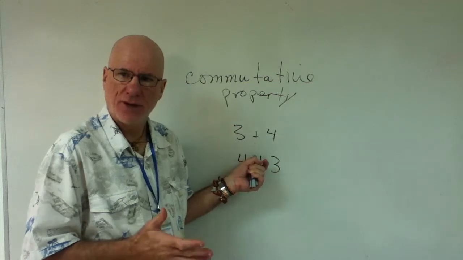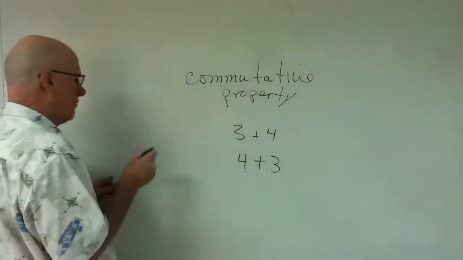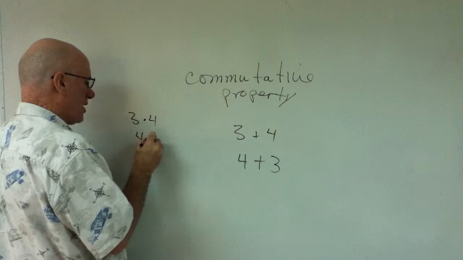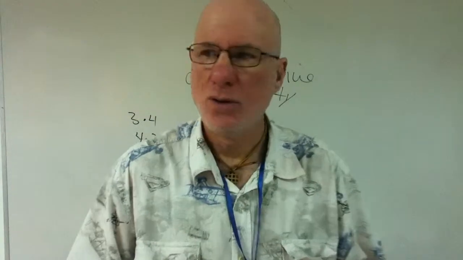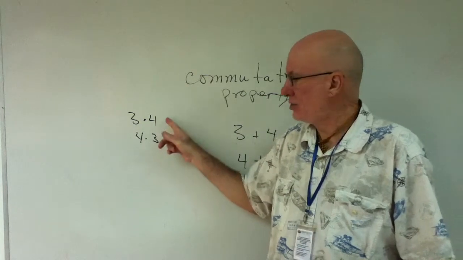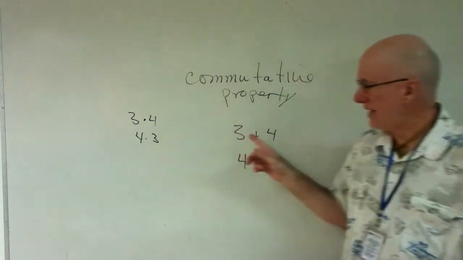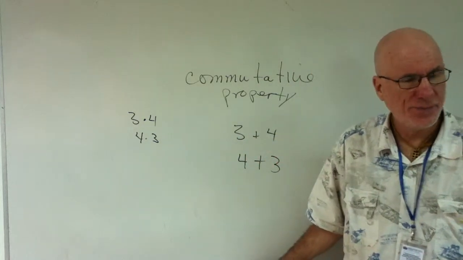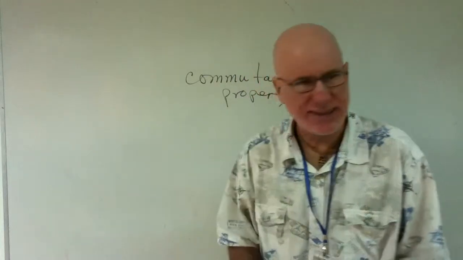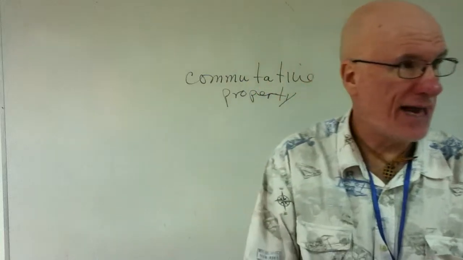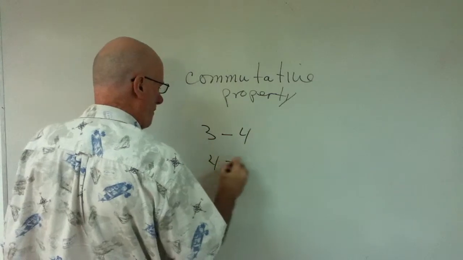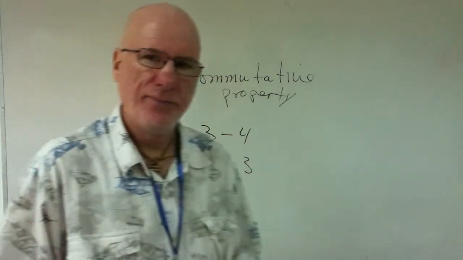If you had 3 times 4, or 4 times 3, are both of these the same? Yeah. This is 12 and this is 12, and this is 7 and this is 7. Okay. However, if we say instead, and we saw it on the test, 3 minus 4, 4 minus 3. Is that the same? No.